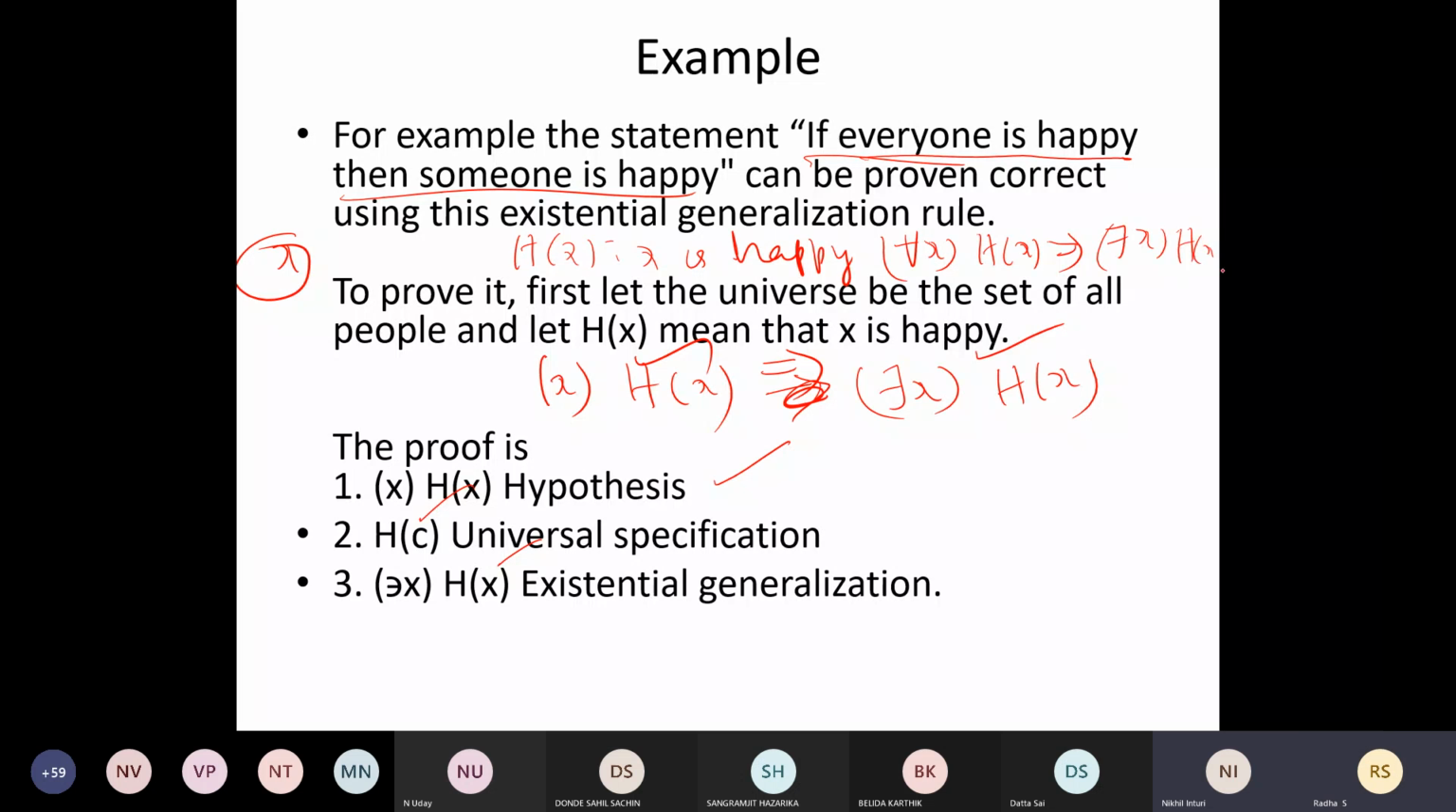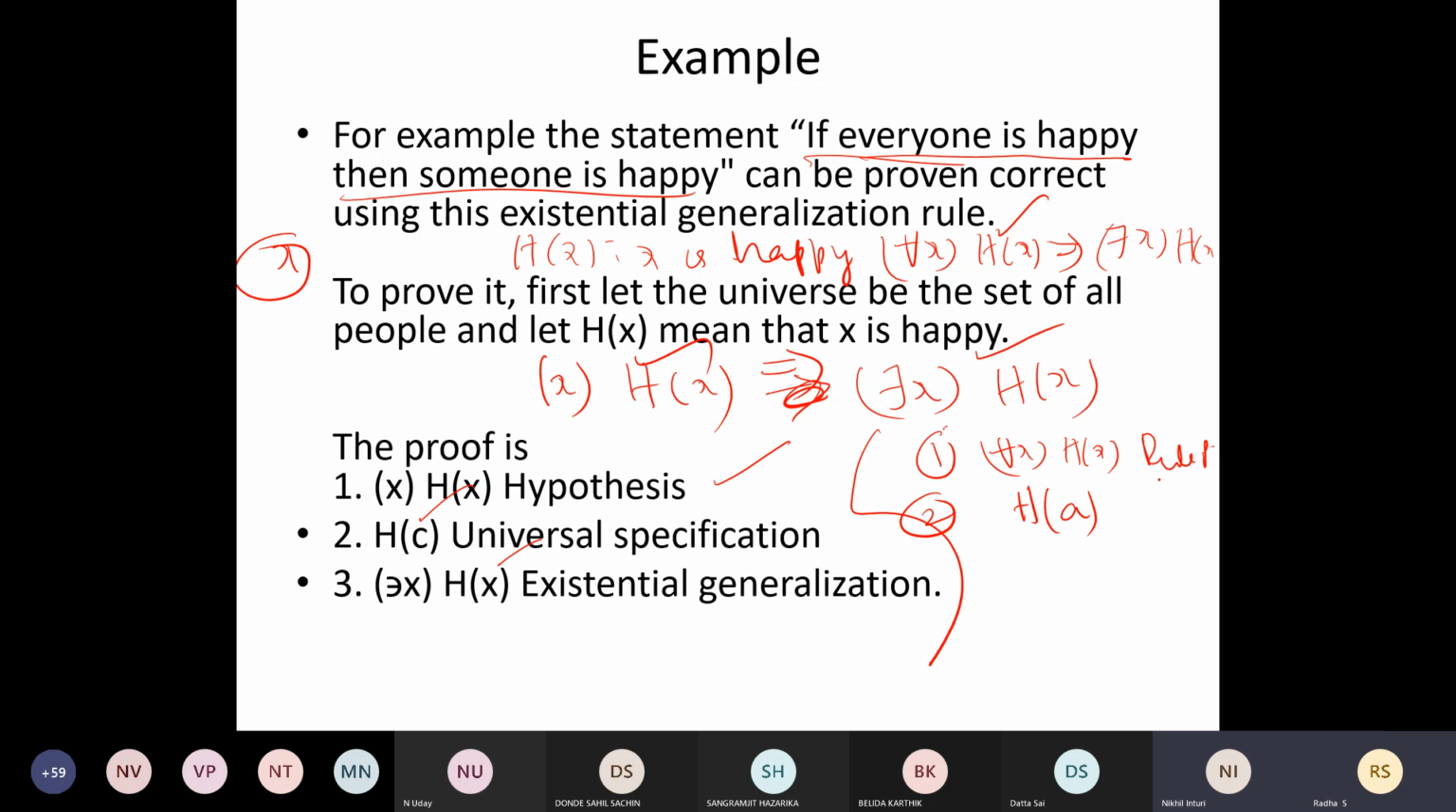So only one premise is given. From that I have to come to the conclusion. Very simple. First I'm introducing for all x, h of x, rule P. Then what should I do? I need there exists x, h of x from this. So what rule can you use? I can say some h of a is true.